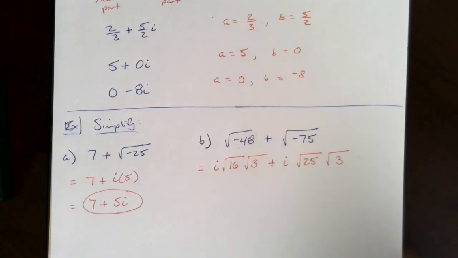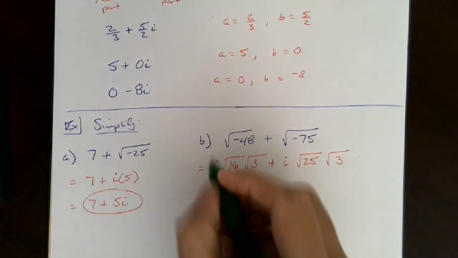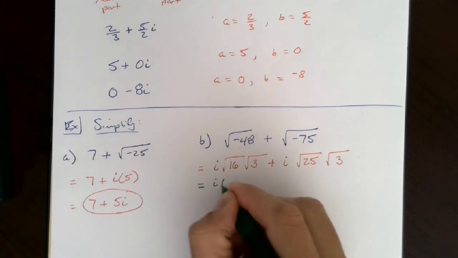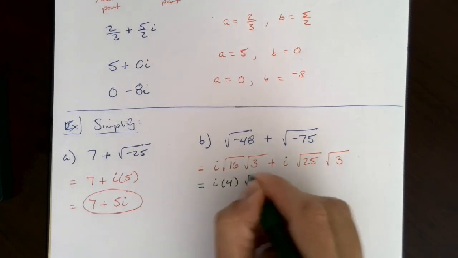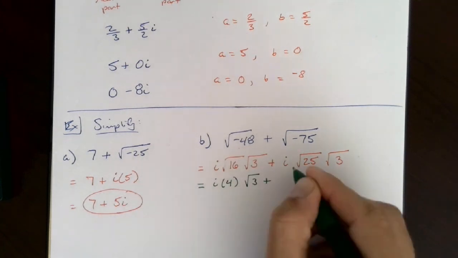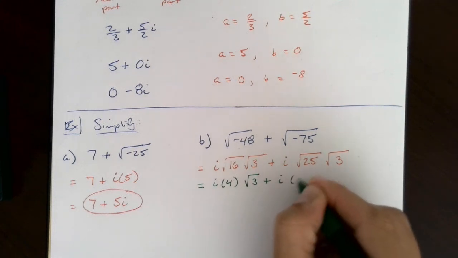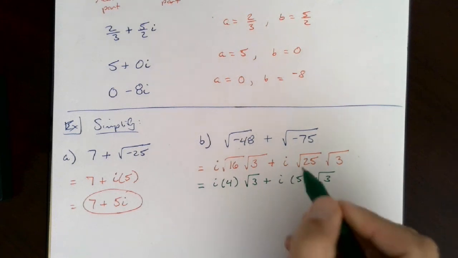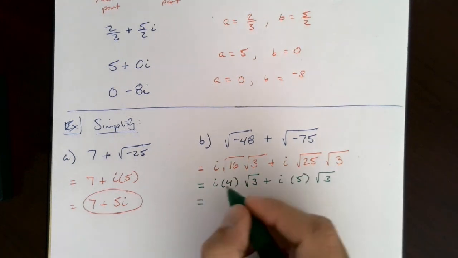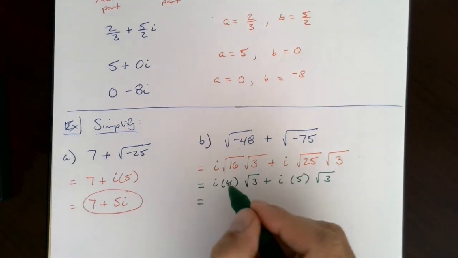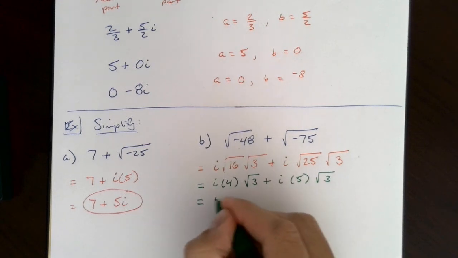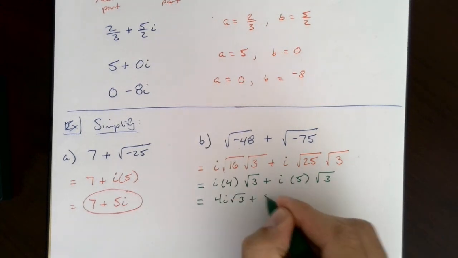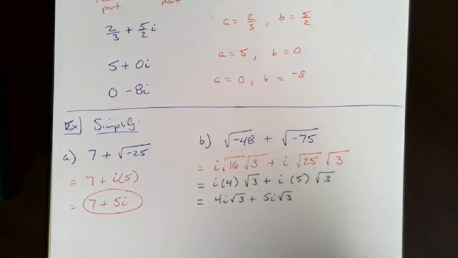So now we'll simplify these. So I times the square root of 16 is I times 4 times the square root of 3, plus I times the square root of 25, which is 5 times the square root of 3. Because you can simplify those perfect squares now. And just rewriting this in the more common form, I times 4 is 4I square root 3, plus I times 5 is 5I square root 3.